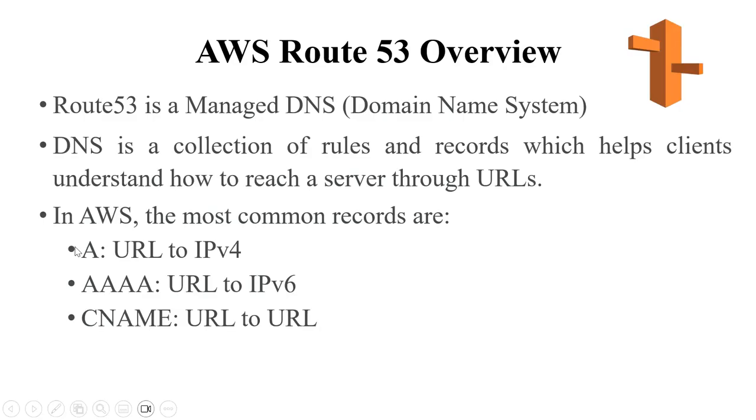Another one: suppose whenever we hit example.com, it has to be routed to something like riseandshine-technologies.com. That means I have a front end URL and a back end URL. If you hit this URL, it has to be redirected to another back end URL. If you have these kinds of mappings, then the type of record we need to create in Route 53 is the CNAME type of record. That is, canonical name.